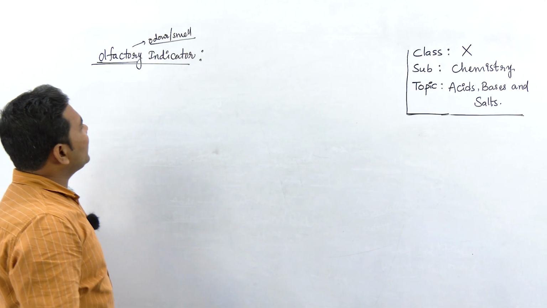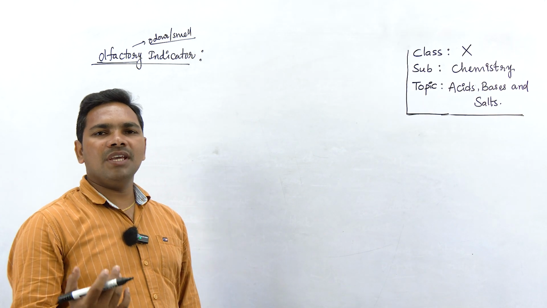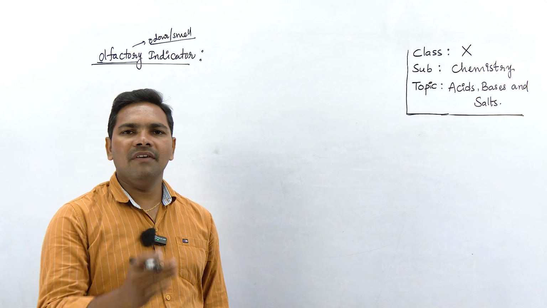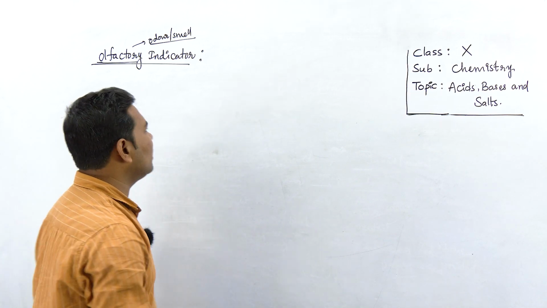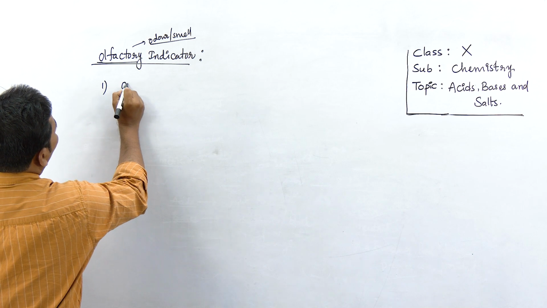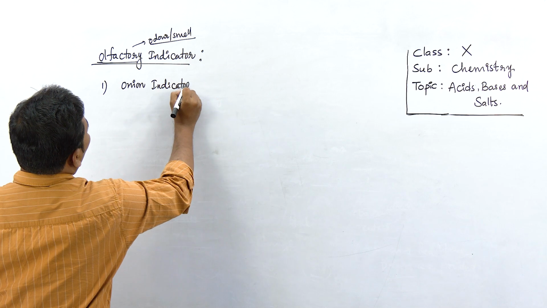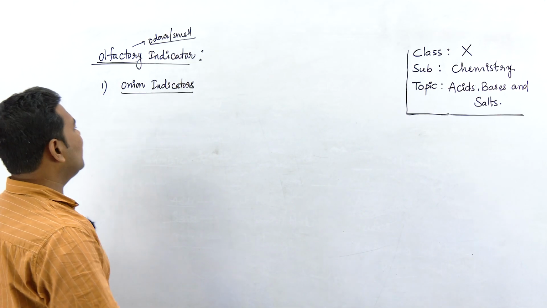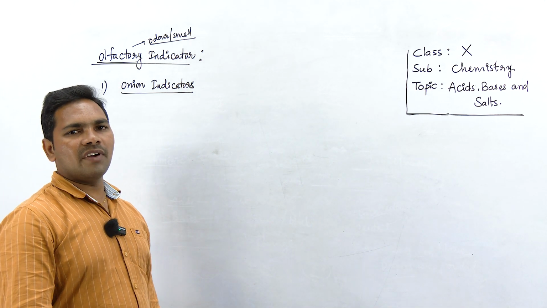Olfactory indicators are acid-base indicators. They generally change their odor with different natured acids and bases. Whenever they change their odor, we can identify the substances as acids or bases. One of the commonly used olfactory indicators is the onion indicator. Why do we use onions? Because onions have that characteristic odor, that pungent smell. Because of this, onion is used as an olfactory indicator.